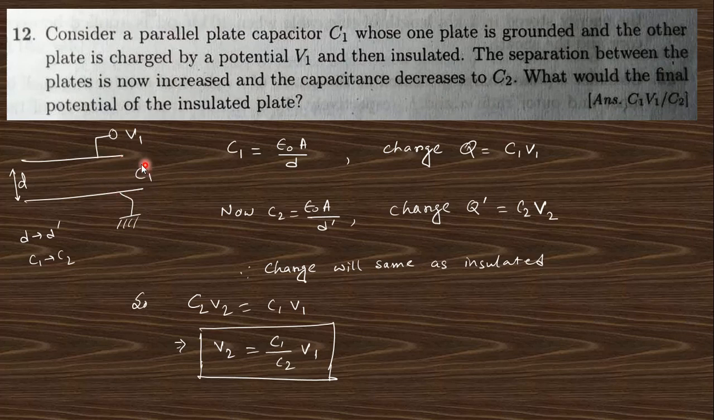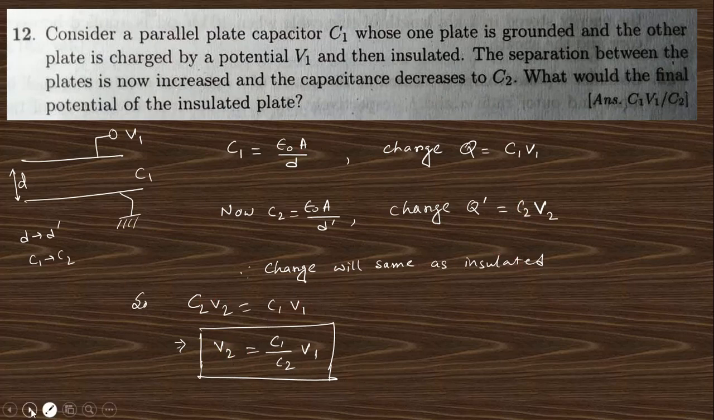Since this is insulated, the charge in this system, that is C1 V1, is also equal to the charge of the new system. In the new system, the capacitance will be C2 equals epsilon naught A by D prime. D changes to D prime, so the charge will be these two, and this charge will be the same. If you put it in, you will get this answer.